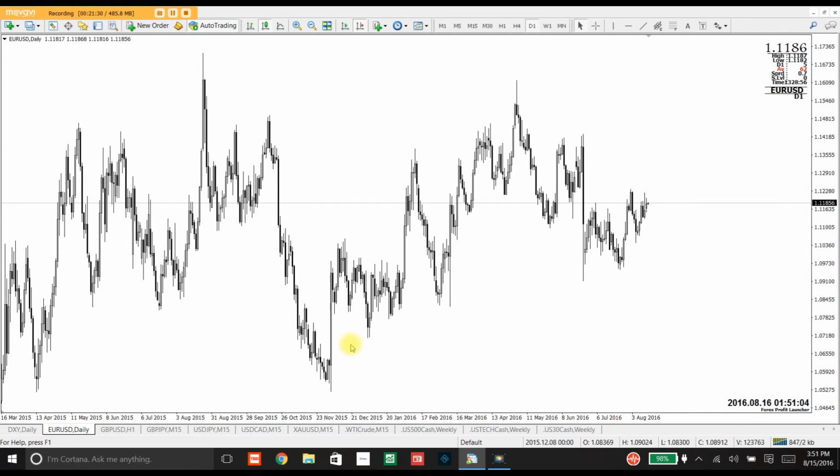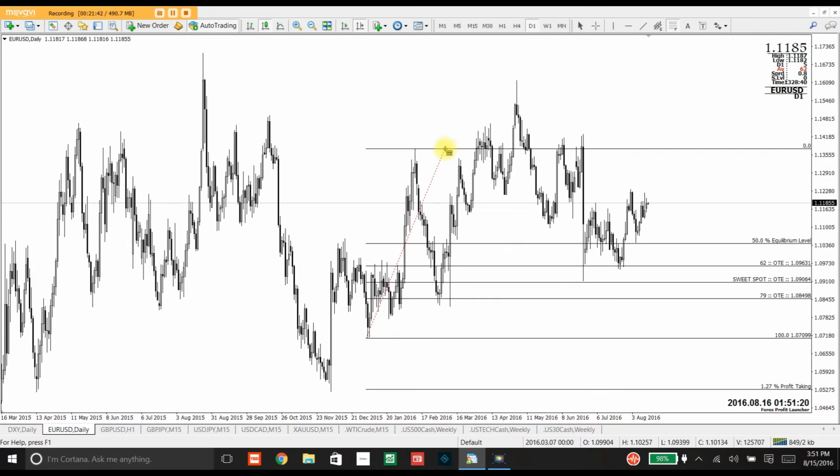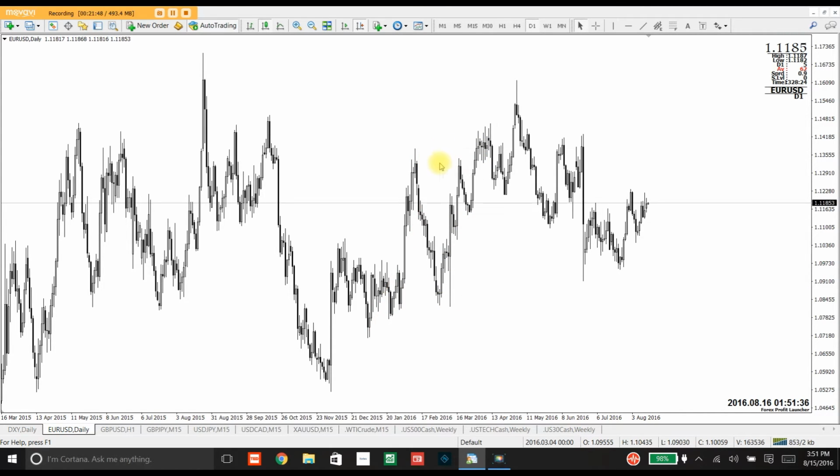Okay? So, just to show you guys some more examples of the Fib tool, we have a swing low here to a swing high. Low, high. We're going to anchor the low to the new high that was formed. And where do we hit? 79%. And then we trade up.